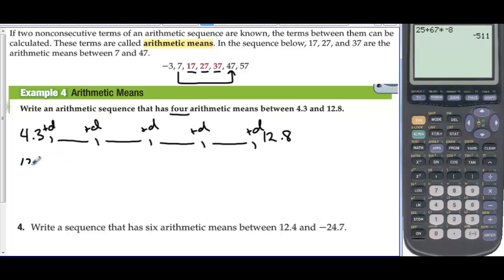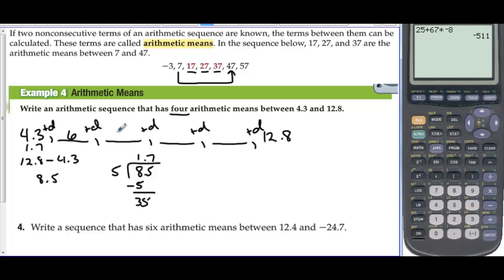Let's take 12.8 and minus 4.3. That's 8.5. When we added on the 5 common differences, the total of all those was 8.5. So we take 8.5 and divide it by 5. That's 1 times 5 is 5. We'll subtract. That's 35. We added on 1.7 each time. So now we just add on 1.7.